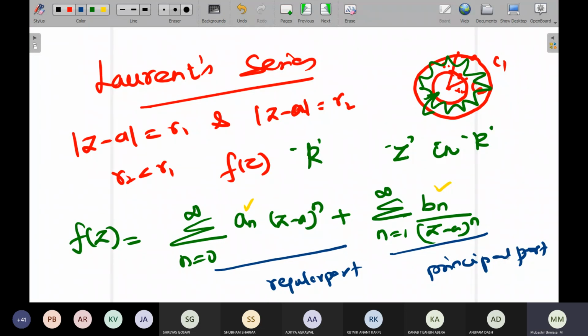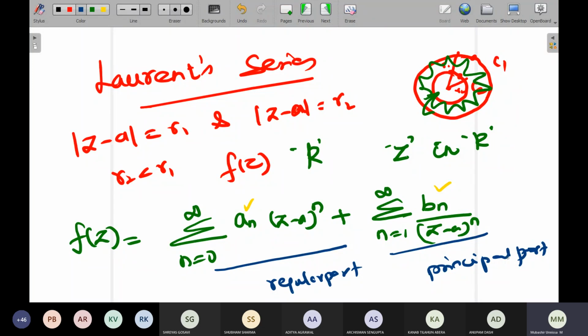Excuse me, ma'am. Tell me. Ma'am, why do the functions need to be analytic for the expansions to be valid? This is only valid for analytic functions. This Laurent series and the Taylor series in the complex plane, we are only considering for analytic functions.